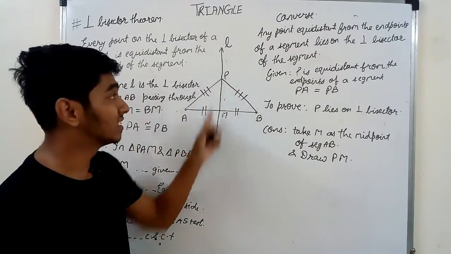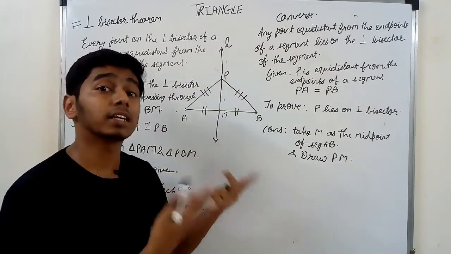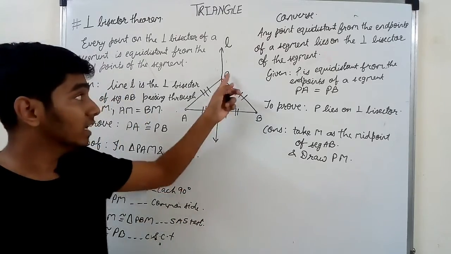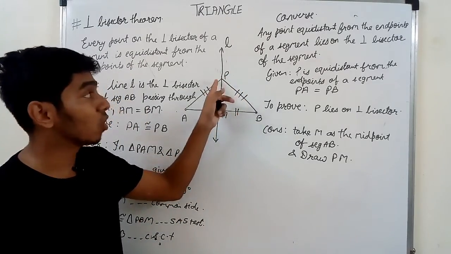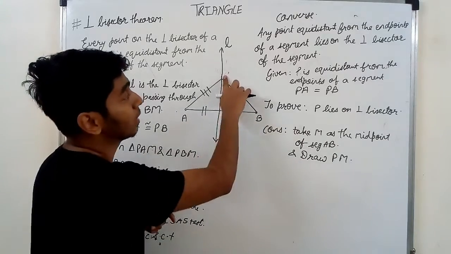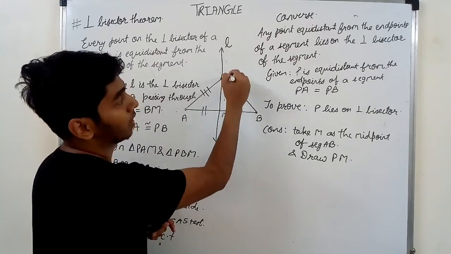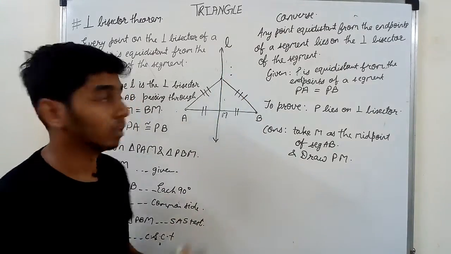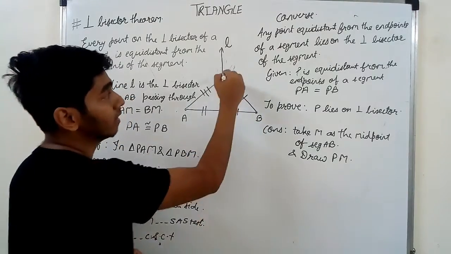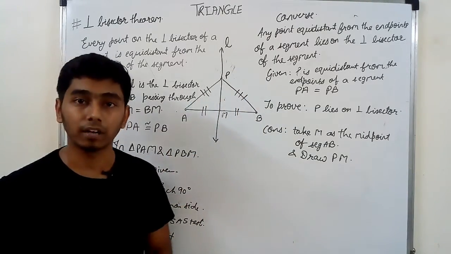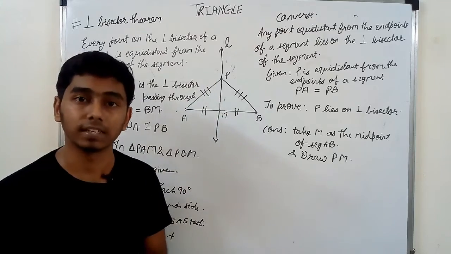We do not know whether this is a perpendicular bisector or not, but we have to prove that P is on the perpendicular bisector. It's not necessary that P will be at this point. It can be here or here somewhere. Okay, so it can be anywhere. So P is any point and we have to prove that it is on the perpendicular bisector.